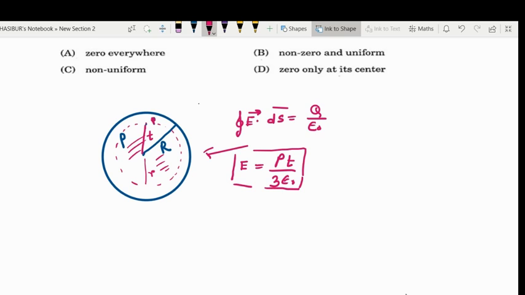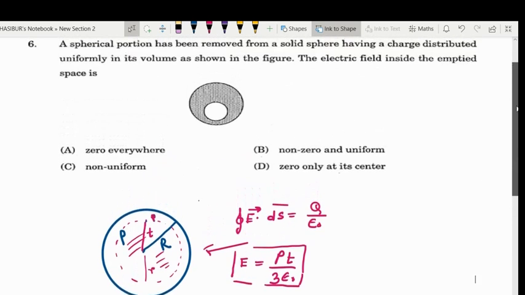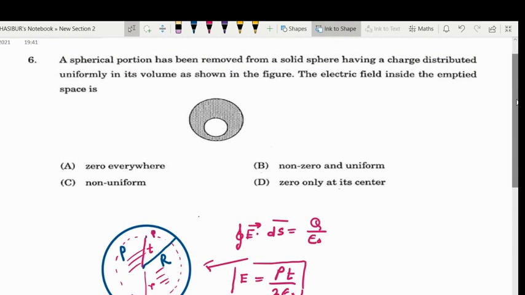Now let's read the problem and try to solve it. The problem tells that a spherical portion has been removed from a solid sphere having a charge distributed uniformly in its volume, as shown in the figure. The electric field inside the emptied space is asked. These are the four options.